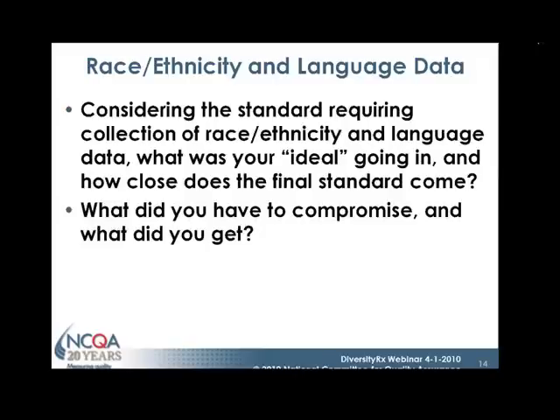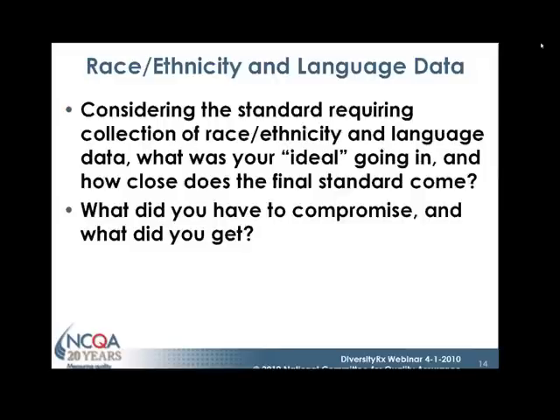Let's talk about the first standard on race, ethnicity, and language data for a moment. This was an interesting standard that we've seen a real wide range on performance to date. And we went back and forth, and the standard took a number of different forms over time. I'm curious if Kathy and Ellen, you can both talk to us a little bit about, as we embarked on this process, what was your ideal going in, in terms of what the standard might look like, and how close does the final standard come to that ideal? What did you have to compromise on, and what did you gain as a result of that? And Ellen, maybe you could start on this one.